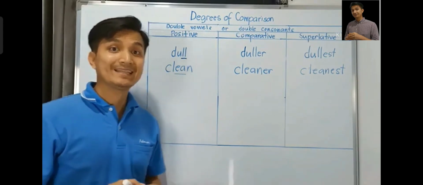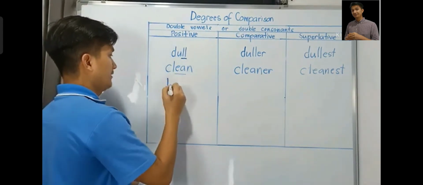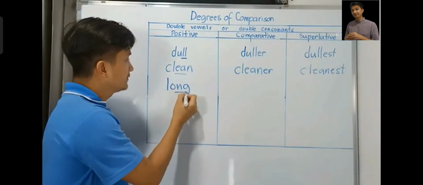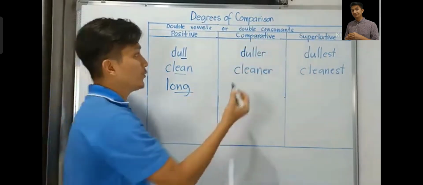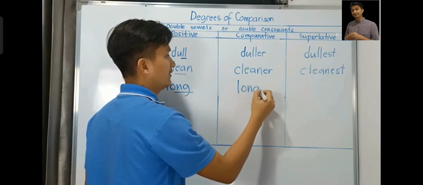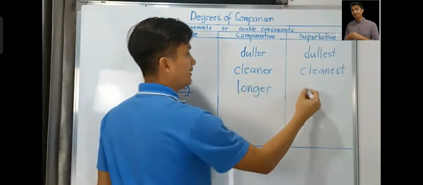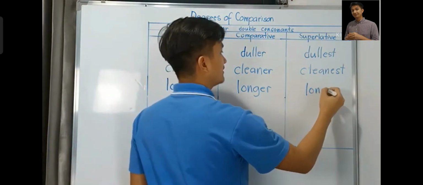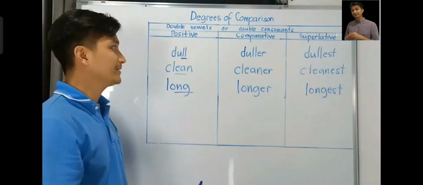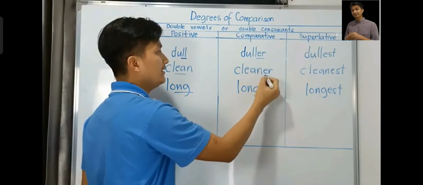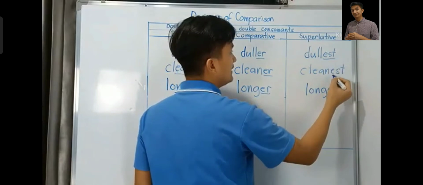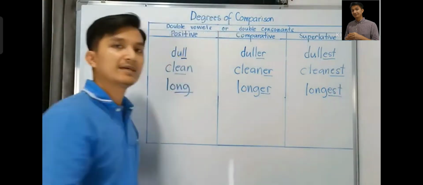Another example is the adjective long. You see here, two consonants, right? So you're going to add ER. Long, longer. And here, longest. Okay? So it's easy, students, right? You're just going to add ER to the comparative, and here at the superlative, you're going to add EST.